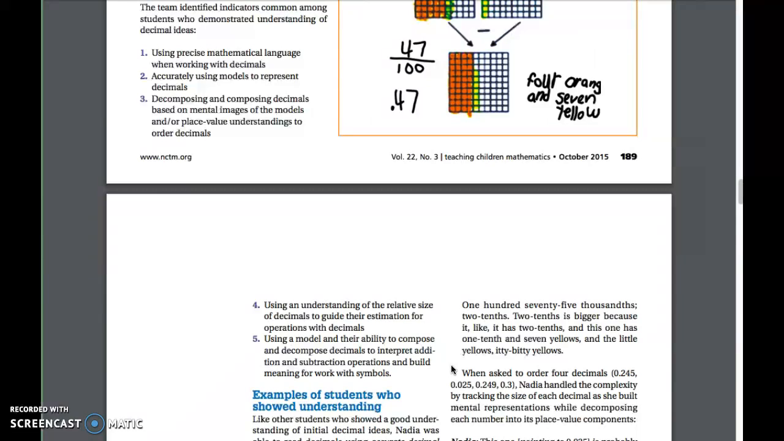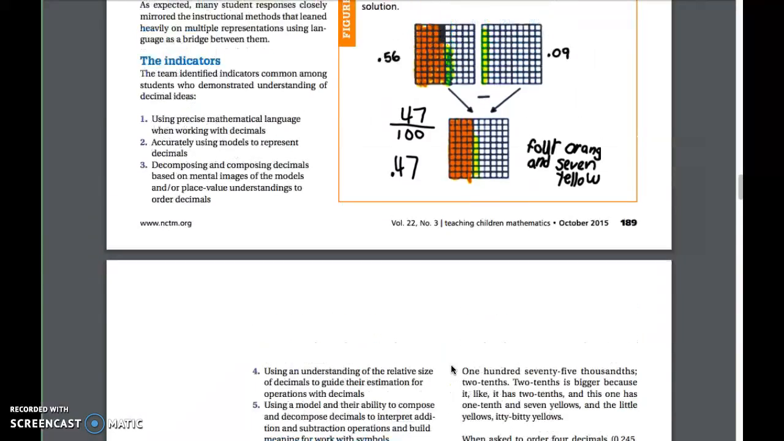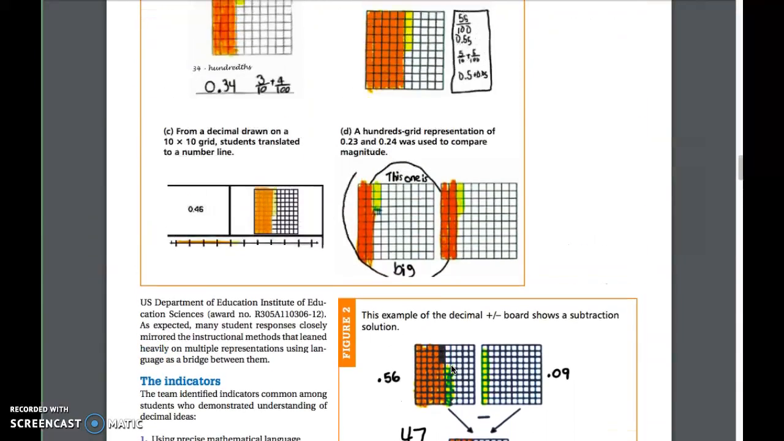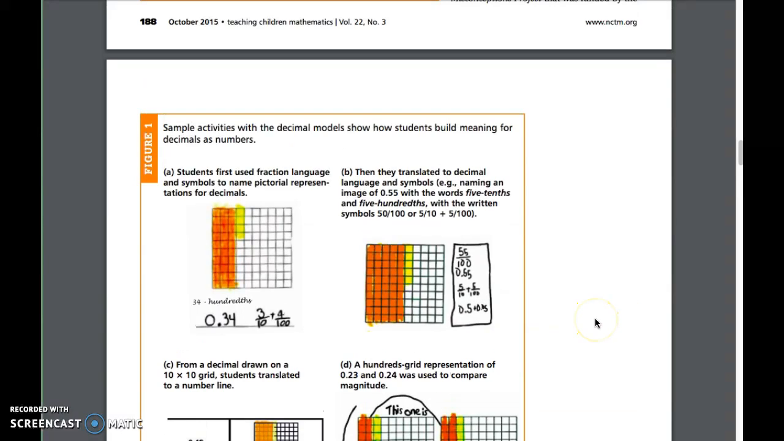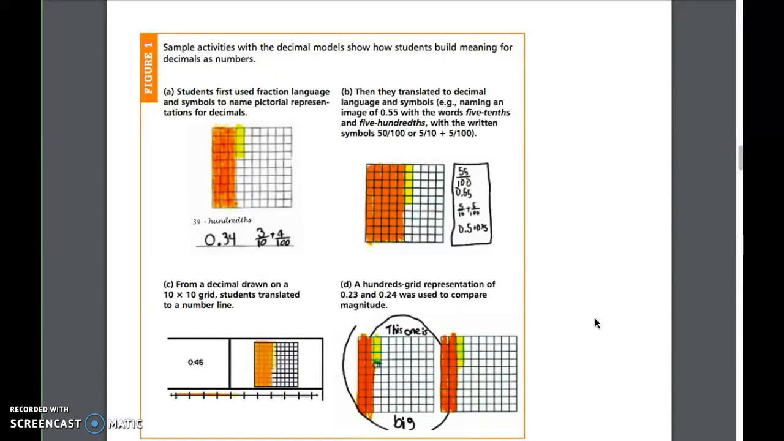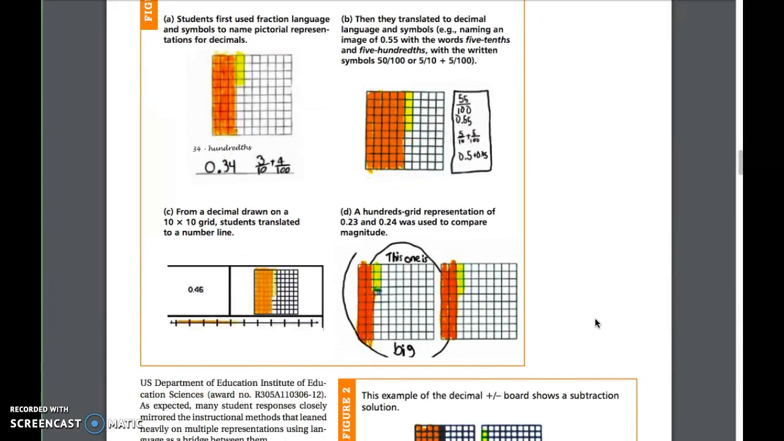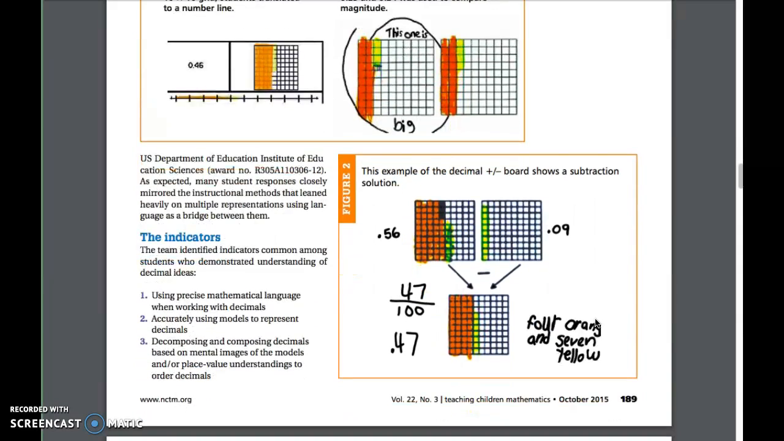Furthermore, they gave examples on how we can strengthen our students' understanding of adding and subtracting by using the good old reliable 10 by 10 grid. So scrolling back up, we see a lot of examples of how they use the 10 by 10 grid just to represent decimals and also fractions, and how they compose and decompose them as well.